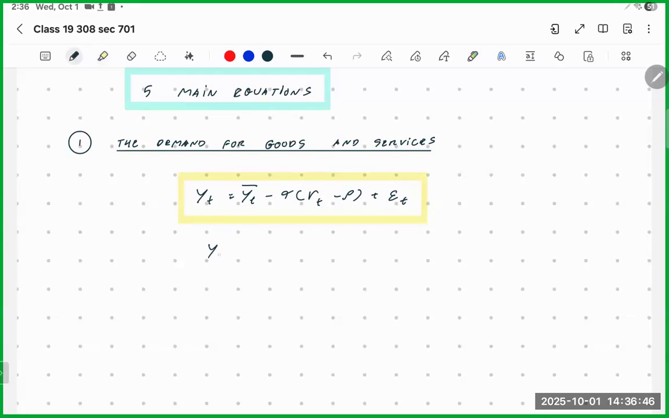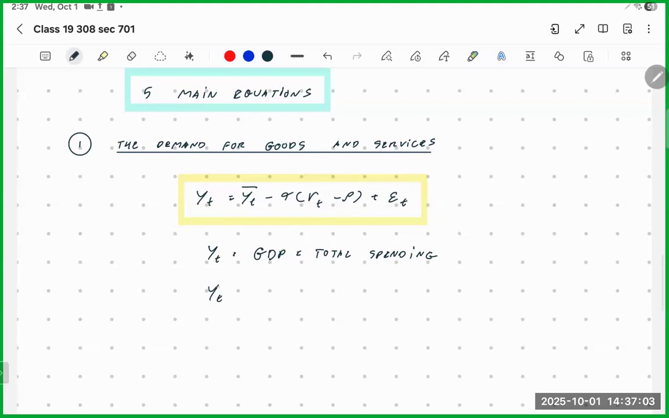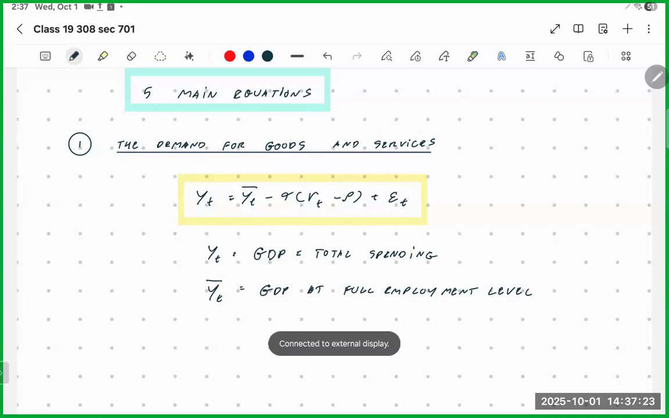Y_t, you know it. Y_t is the GDP at time t. In this case, it's about demand, so GDP means total spending, how people spend their money. And then we have Y_t bar, you know it. Y_t bar is the GDP at the full employment level.